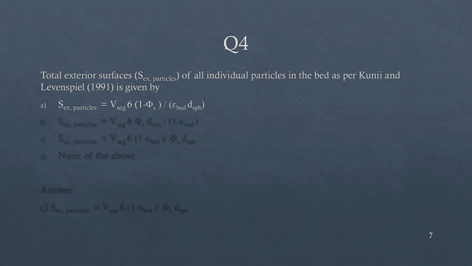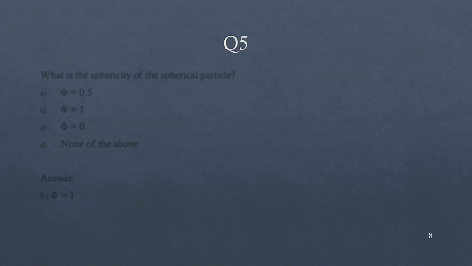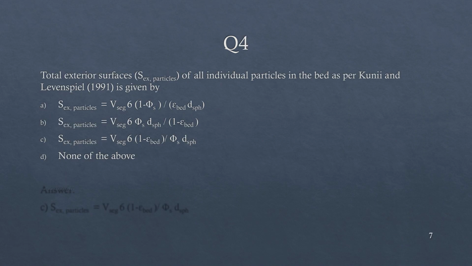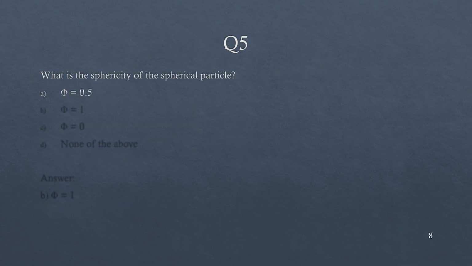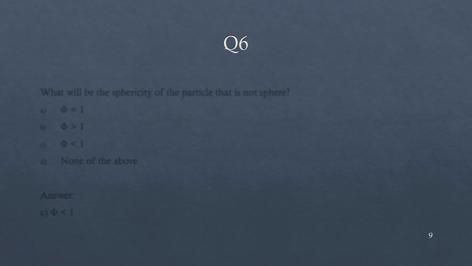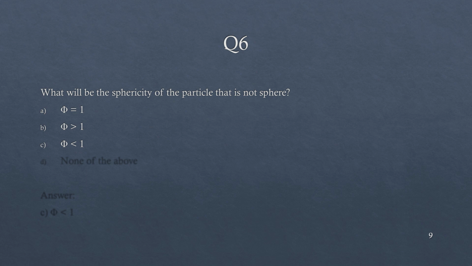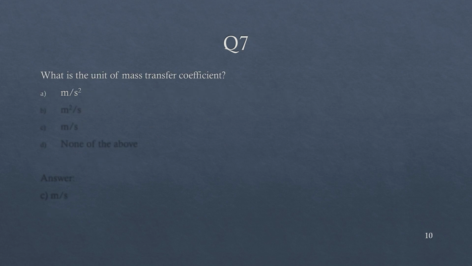Question 4 was about calculating the total exterior surface of all the individual particles in the bed. It is given by the volume of the bed segment V seg into 6 into 1 minus epsilon bed, which gives the volume fraction of the particles inside the bed, divided by phi s into d sphere, where phi s is the sphericity of the particles. The sphericity of spherical particles is 1, whereas the sphericity of non-spherical particles is always less than 1. The mass transfer coefficient unit is meter per second.